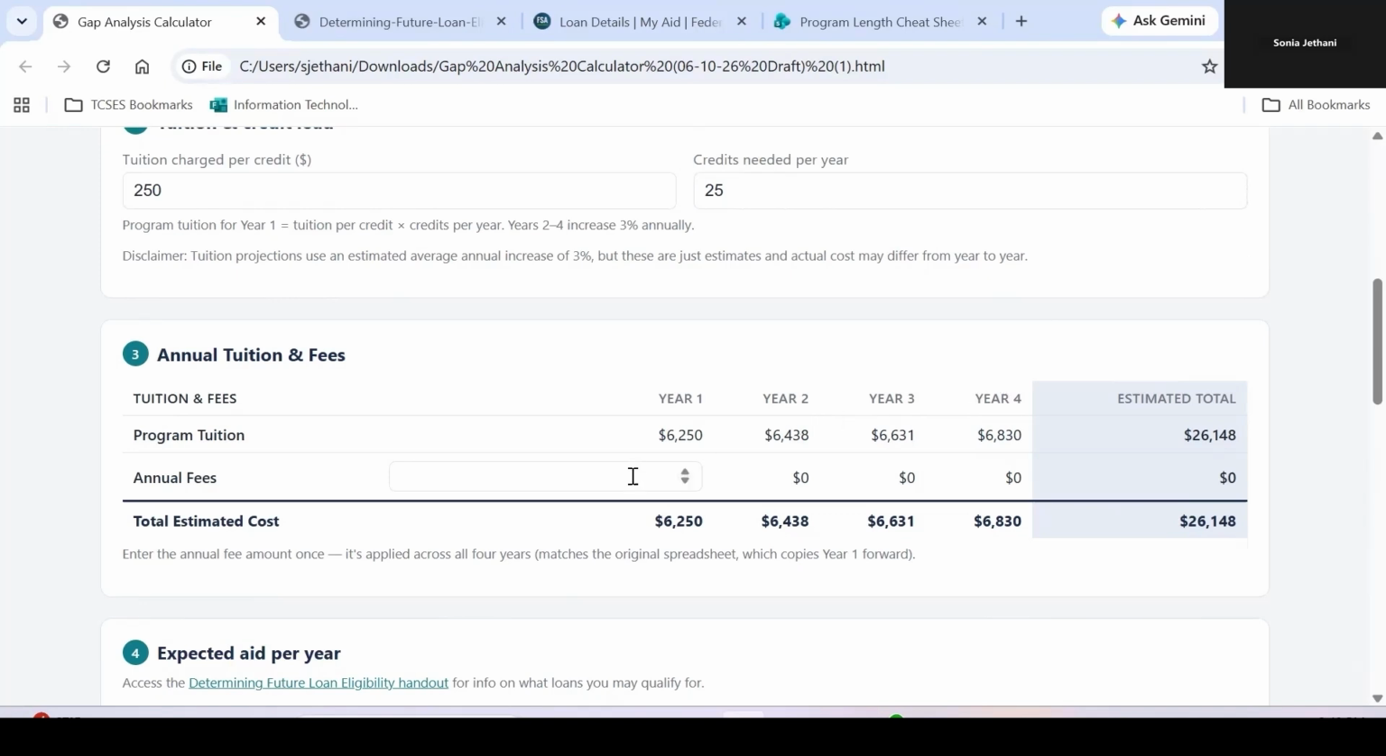For the purpose of this example, the annual tuition and fees for my program is $1,250. Therefore, the estimated cost according to the calculator comes to $7,500 for the first year.